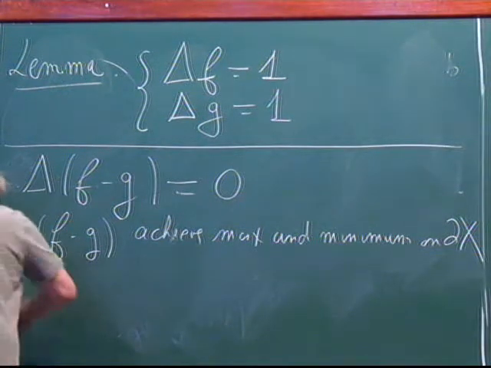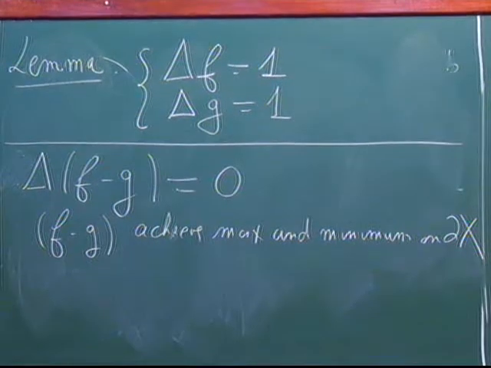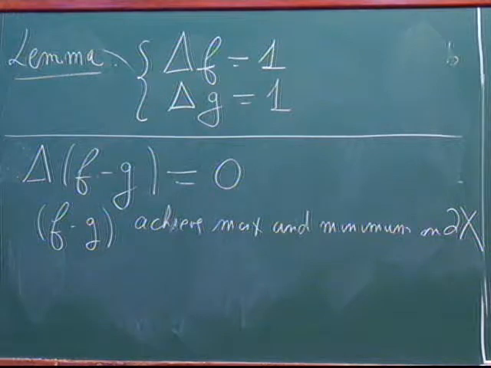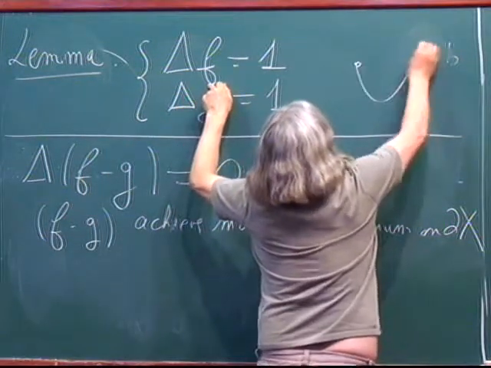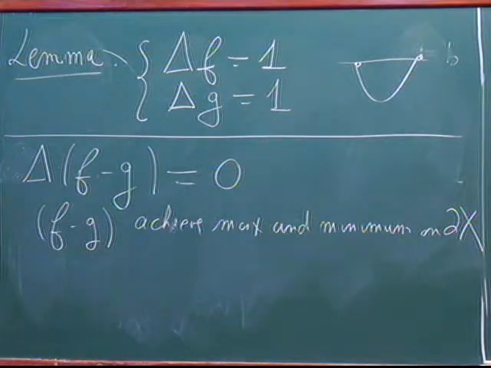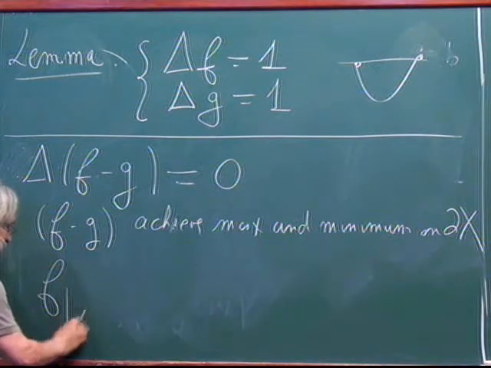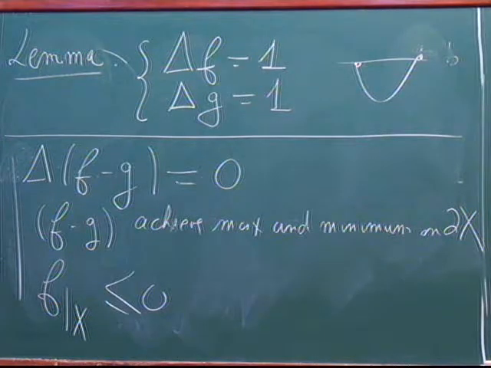Second corollary. Let me assume f is constant on the boundary. Let's assume for simplicity that this constant is 0. This is not a problem by rescaling. Since the Laplacian of f is 1, this means that the function is subharmonic, which means that since it is 0 on the boundary, it is non-positive everywhere. So f, restricted to X, is non-positive. And that should be enough to prove that. Let us try.